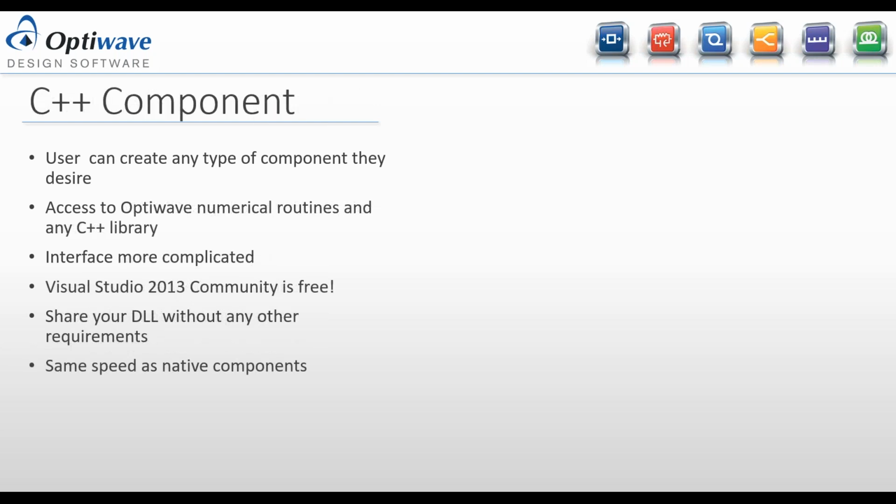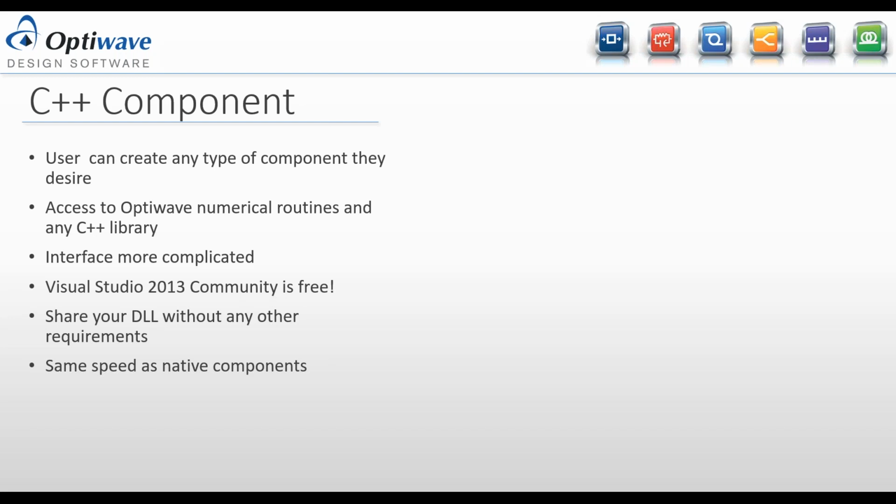In contrast, the C++ component is a little bit different, although again, it's also fairly similar. You can create any type of component you desire, programming in this source file, which I'll show you. You can write any code, include any classes, include any other libraries. We also give you access to our numerical routines. Not all of them, but lots of ones you might need. For example, you can take an optical signal and transform it into the frequency domain using our FFT routines. We have some mode solvers for fibers included in there as well.